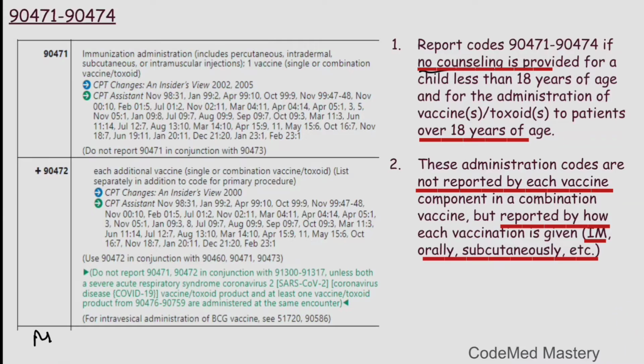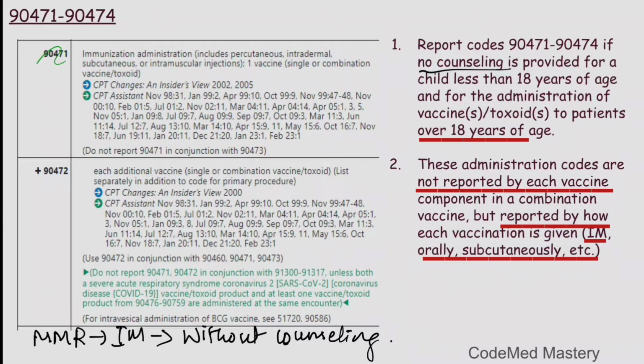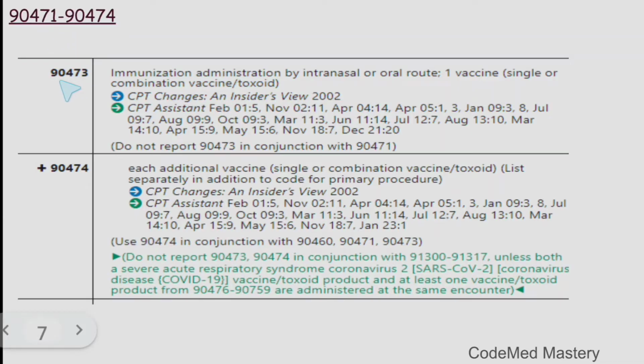For example, if MMR vaccine is given intramuscularly without counseling, then it is reported with the code 90471. Here we are not using add-on code for the components. We are only using add-on code if there is additional vaccine. Then we have the immunization administration codes, that is 90473, 90474. 90473 is for immunization administration by intranasal or oral route, one vaccine. And each additional vaccine you will code using the add-on code 90474.